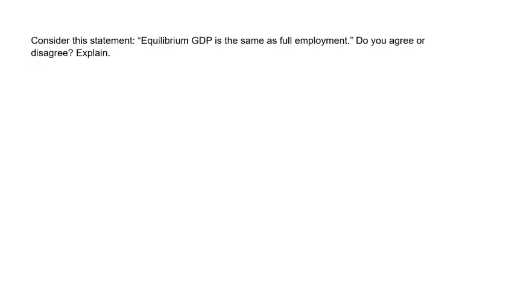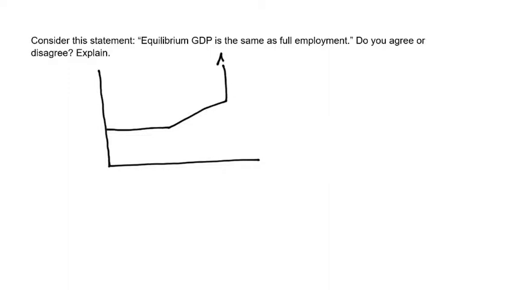Let's think about this question. Equilibrium GDP is the same as full employment. Do you agree or disagree? Let's first remember the equilibrium in an economy. And I want to use the full aggregate supply, which has three portions. We have the Keynesian portion, we have the intermediate portion, and we have the vertical classical portion of the AS.